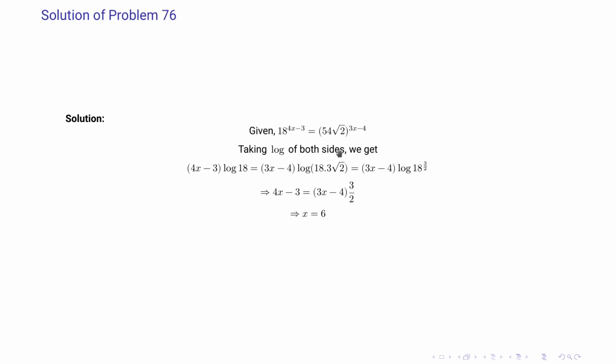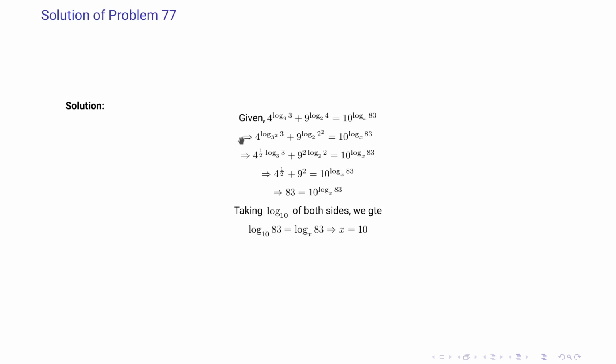Problem 76 says: solve 18 to the power 4x minus 3 is equal to 54 square root of 2 to the power 3x minus 4. So we take log of both sides. It becomes 4x minus 3 log 18 is equal to 3x minus 4 into log of 18 into 3 square root of 2. So 3 square root of 2 is basically square root of 18. So this essentially becomes 18 to the power 3 by 2. So we cancel out log 18. The power 3 by 2 will come to be multiplied with 3x minus 4. There will be 4x minus 3 is equal to 3x minus 4 into 3 by 2. That means x is equal to 6.